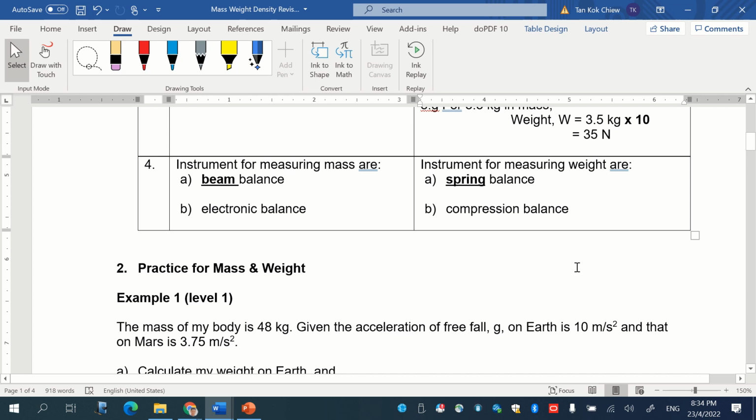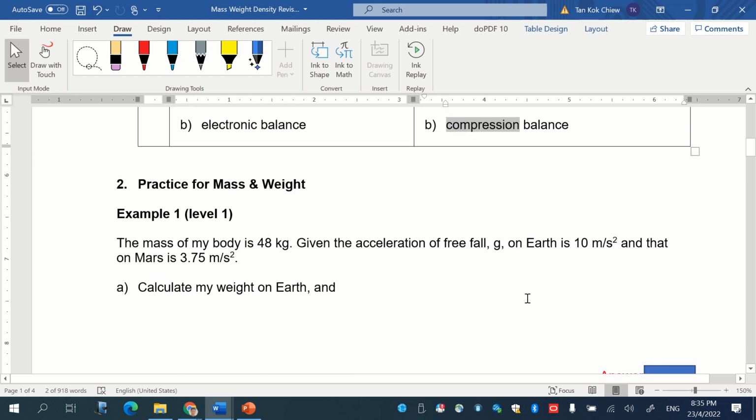Those people who collect newspaper for recycling and bring it to the recycling corner, when you need to measure the weight in Newton, you always use the spring balance to hang on the stack of newspaper to see how much it weighs. Then compression balances are those that you see in the wet market or even in the supermarket. Sometimes you see those compression balances at the counter. So these are examples of instruments.